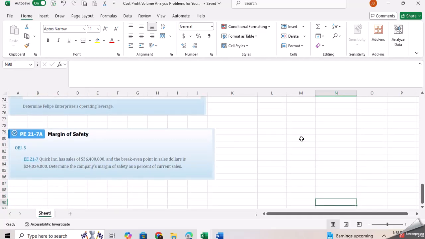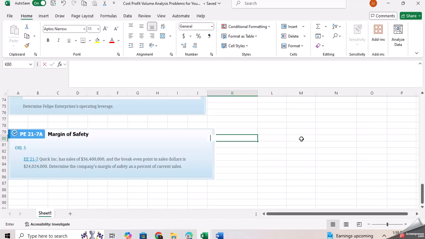Then our last computation is our margin of safety. And our margin of safety is how much extra do we have above our break-even point. So if we have sales of $36,400,000 and the break-even point in sales dollars is $24,024,000, determine the margin of safety as a percent of the current sales.